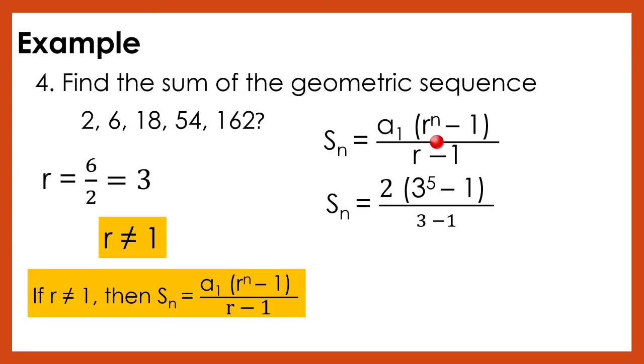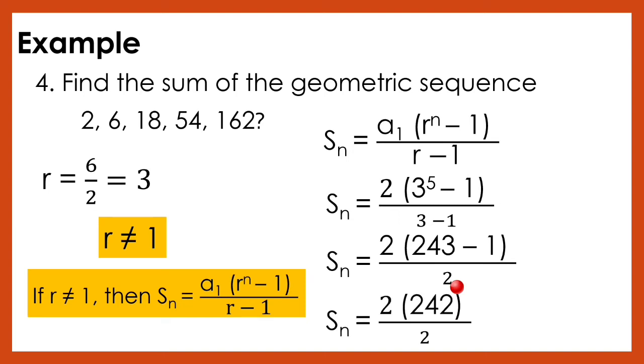So, we have 2. Our r common ratio is 3, and then we have number of terms 1, 2, 3, 4, 5, so raised to 5 minus 1 all over our common ratio 3, so we have 3 minus 1. And then we have 2 times 3 raised to 5 is equal to 243, 3 times 3 times 3 times 3 times 3. And then minus 1 all over 3 minus 1 is equal to 2. Then, we have 2 times 243 minus 1 is 242 all over 2.